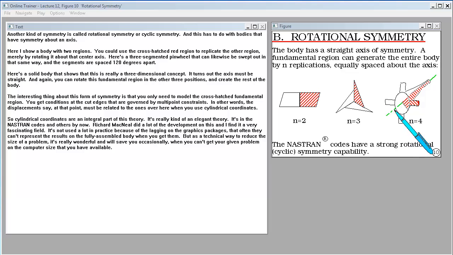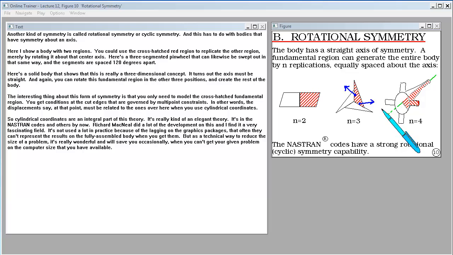It turns out the axis must be straight, and again you can rotate this fundamental region in the other three positions and create the rest of the body. The interesting thing about this form of symmetry is that you only need to model the cross-hatched fundamental region. You get conditions at the cut edges that are governed by multipoint constraints. In other words, the displacements, say, at that point must be related to the ones over here when you use cylindrical coordinates. So cylindrical coordinates are an integral part of this theory. It's really kind of an elegant theory.